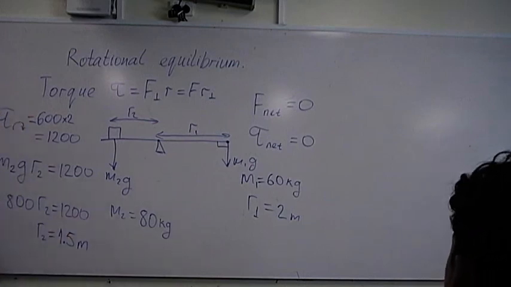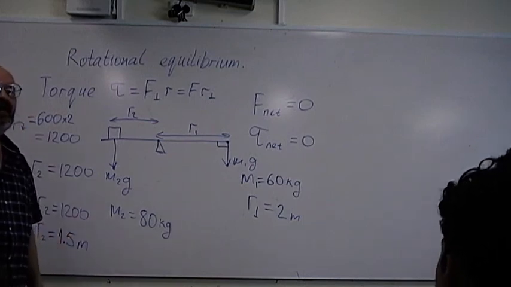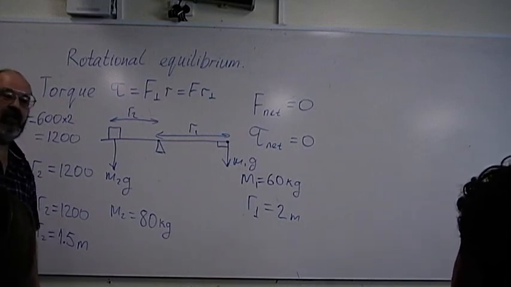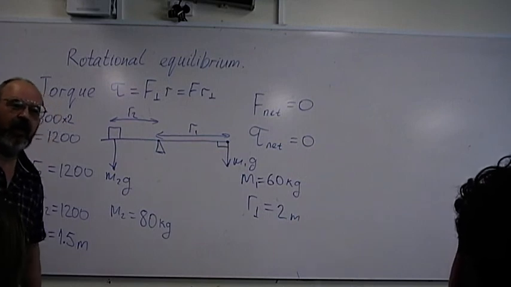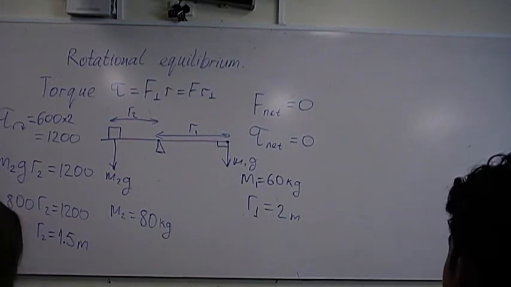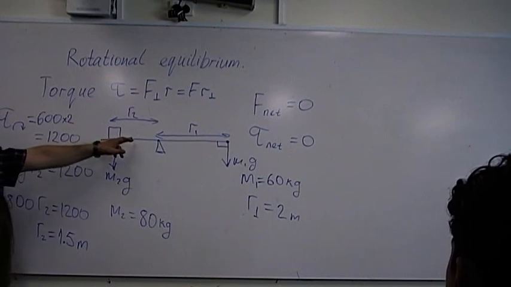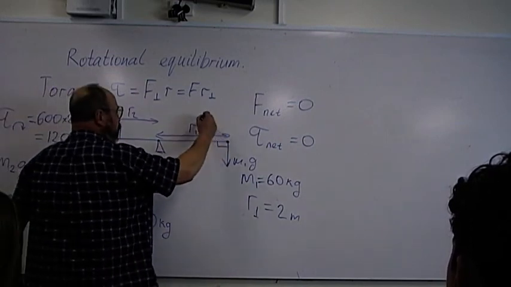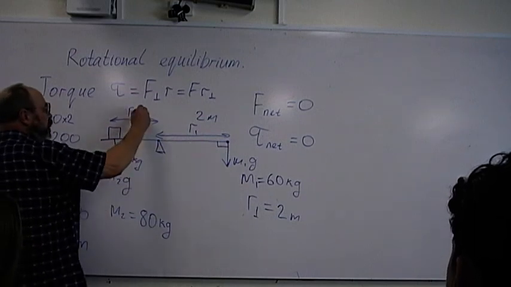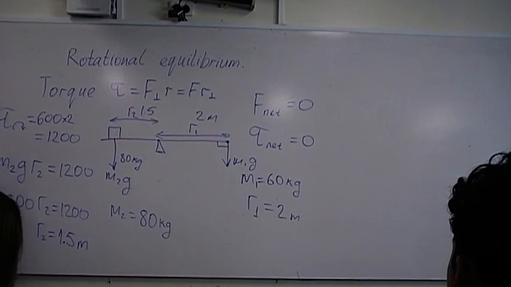Does it make sense? What if R2 became negative? If everything is positive, how can it become negative? Yes, this person is heavier, so they need to sit closer. This person of 60 kilograms at 2 meters, this person of 80 kilograms will be at 1.5 meters.